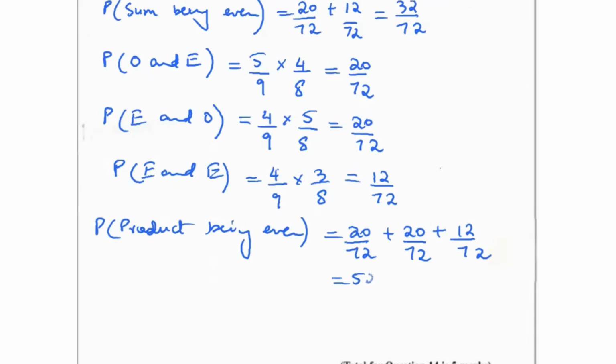That's 52 over 72. Clearly, we can see that the probability of getting a product even is greater than the probability of the sum being even. So that means Lee is wrong. And that's your answer.